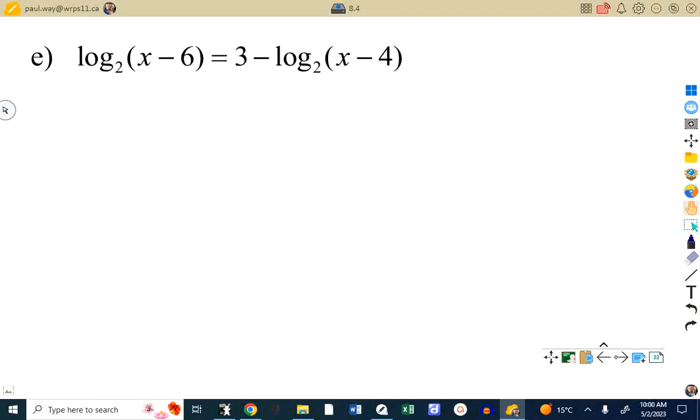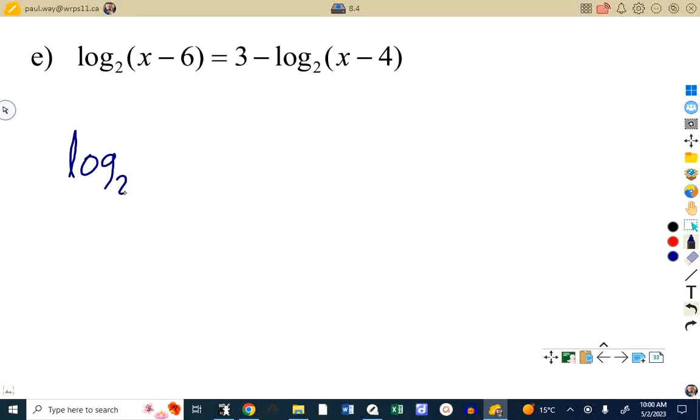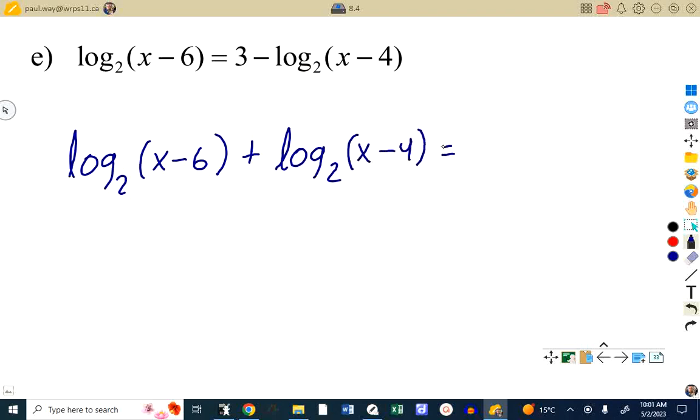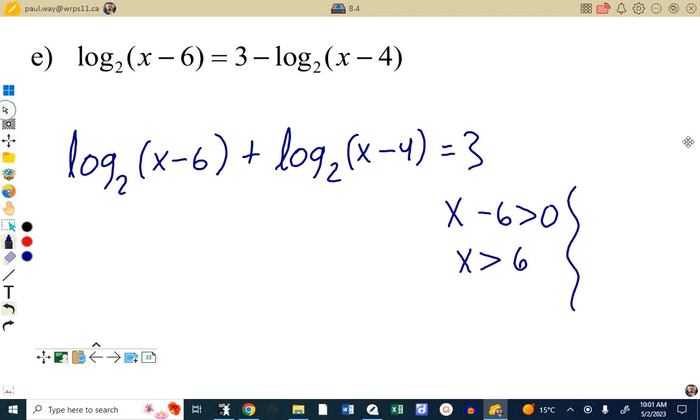Do the same thing here. Move the logarithms to one side. So I have log base 2 of x minus 6 plus log base 2 of x minus 4 equals 3. I really should do the restrictions before I even move stuff around. But we can still do the restrictions here. x minus 6 must be greater than 0, which means x has to be greater than 6. I also have x minus 4 must be greater than 0, which means x has to be greater than 4.